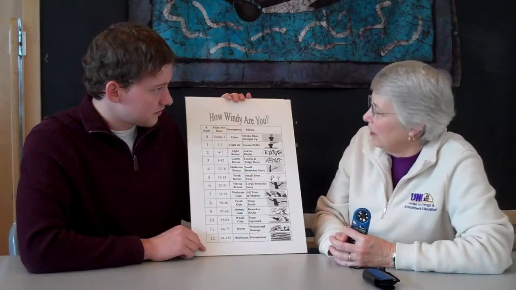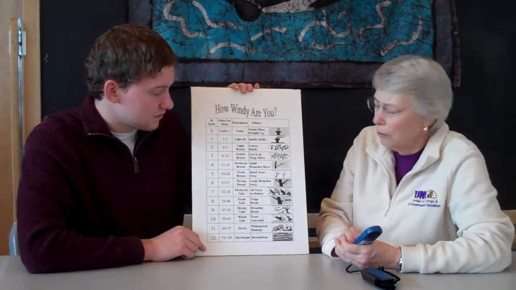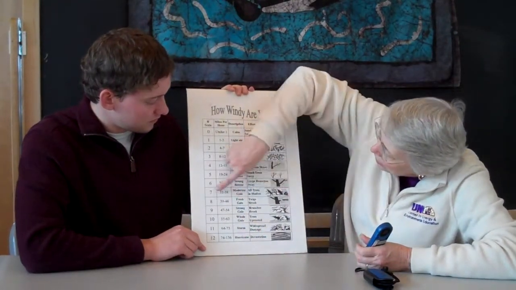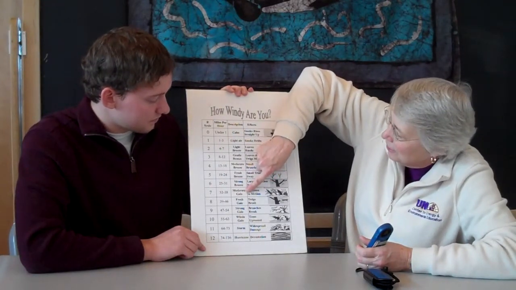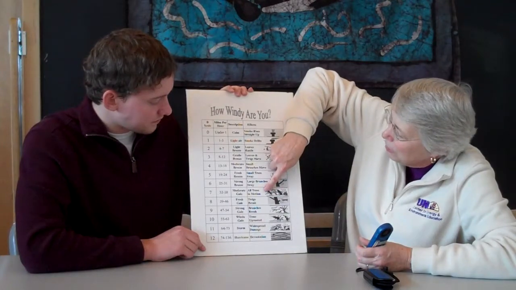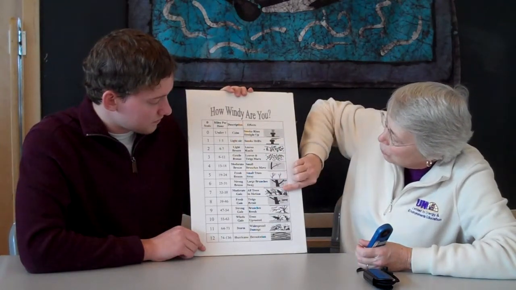Okay, so how windy am I? I was 34.5 miles per hour. That puts me down here. I am a moderate gale. If there were more of me, and we all blew at the same time, we could put trees in motion.